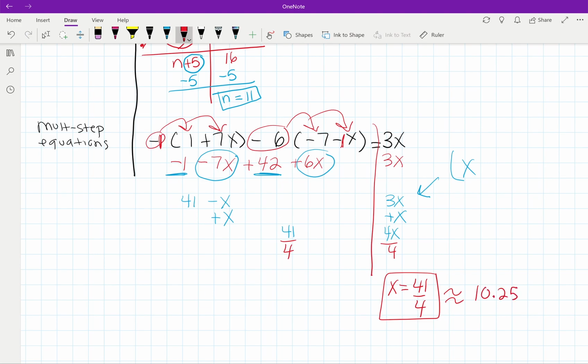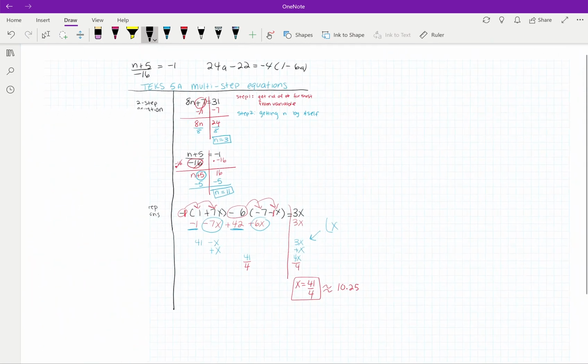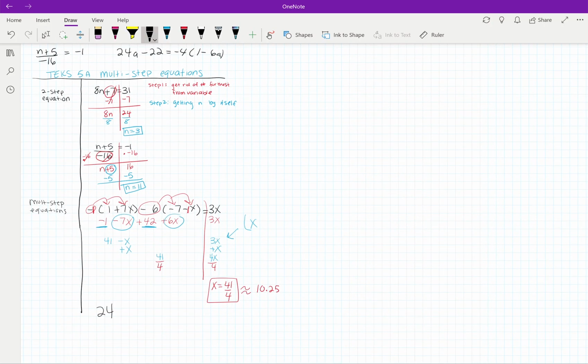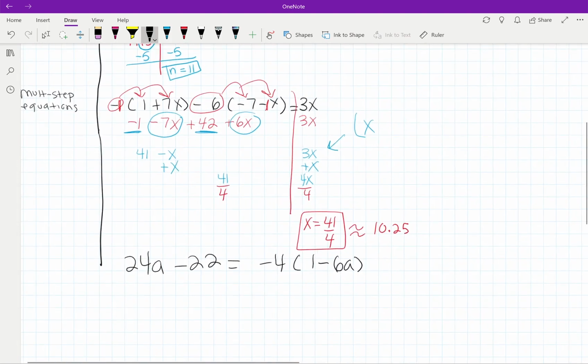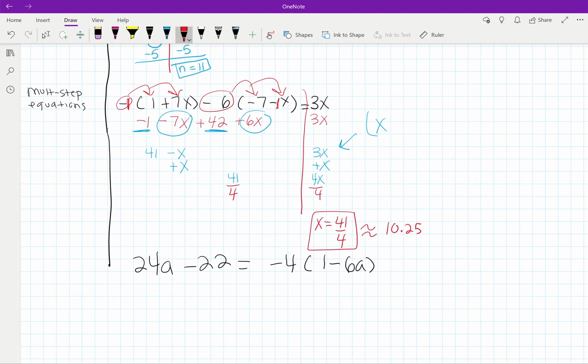Okay. So let's do one more example. Our last example is 24a minus 22 equals negative 4, parentheses, 1 minus 6a. So again, if we see parentheses, that means to distribute. So I'm going to take that negative 4 and distribute to these two terms. So I have negative 4 times 1, which is negative 4, and negative 4 times negative 6a, which is a positive 24a. So I'm going to bring everything else down.